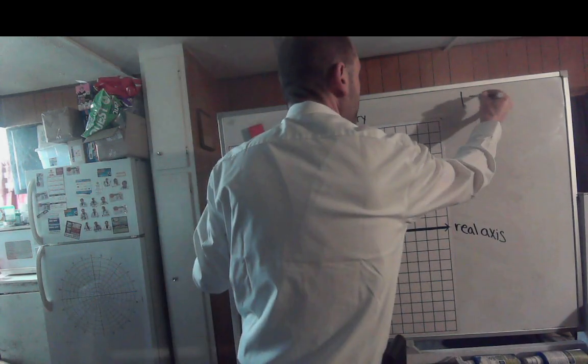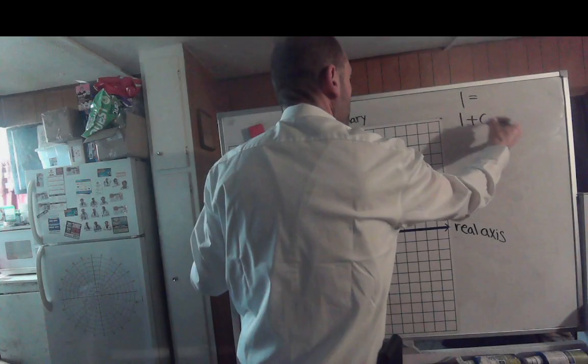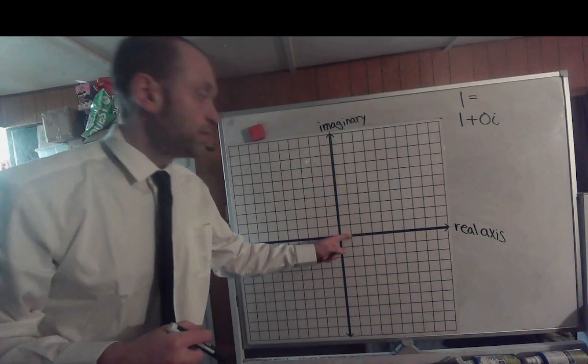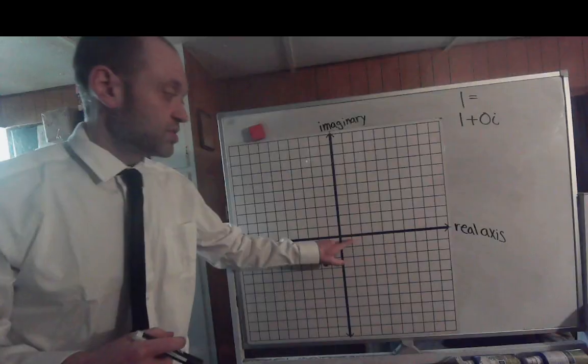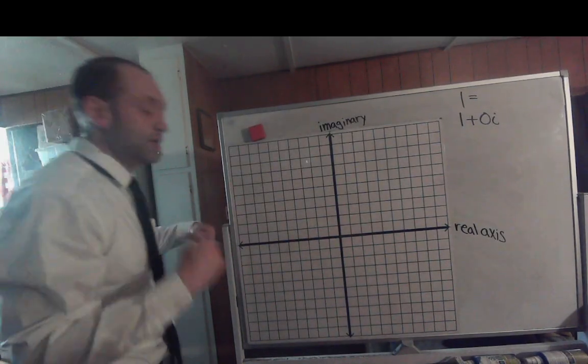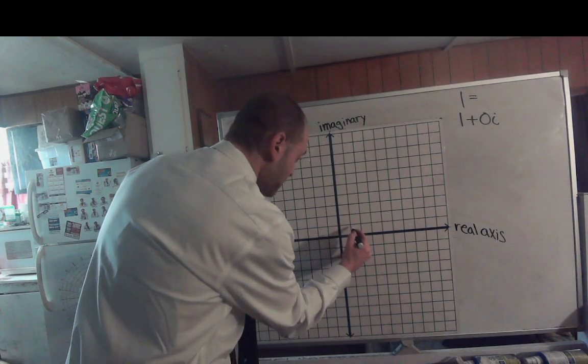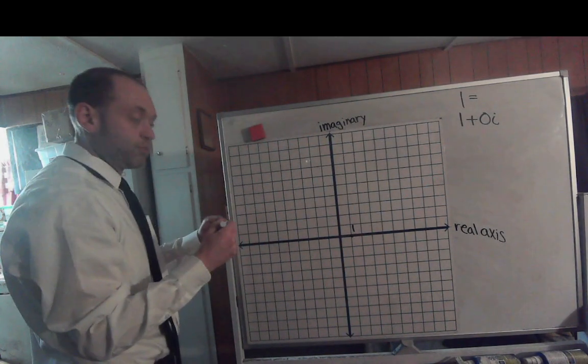All right. Let's say I'm plotting 1. I just plot 1 in the complex field. Well, that's the same as 1 plus 0i, right? So that tells me I'm going to go over 1 positive in the real numbers, but up or down 0 in the imaginary. So right here is 1.